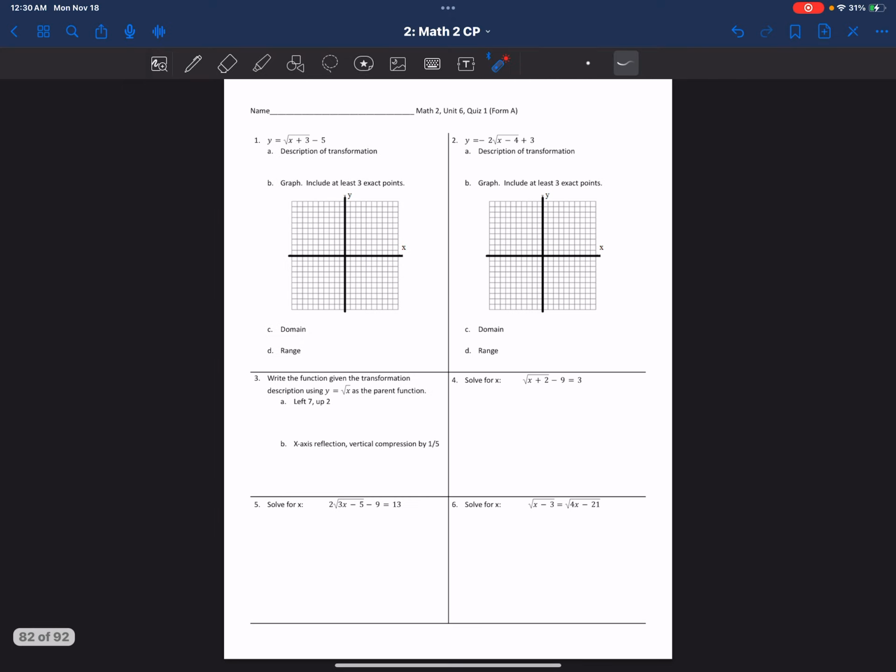So make sure you go through, you know how to do all of this on your own, check your answers, and then tomorrow you will have a quiz that will look very similar to this, but it'll be Form B. So if you can do this, you should do well on the quiz.